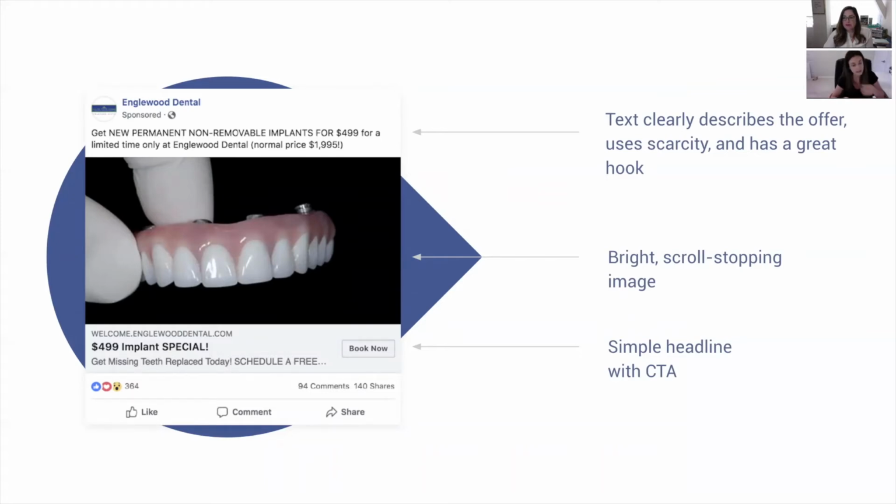So then they see the headline and they say, oh, $4.99 implant special, that's amazing. And then because that appeals to them, they're going to read the top part: get new permanent non-removable implants for $4.99 for a limited time at Englewood Dental. And that's a great offer. It uses scarcity and it has a great hook. Okay.